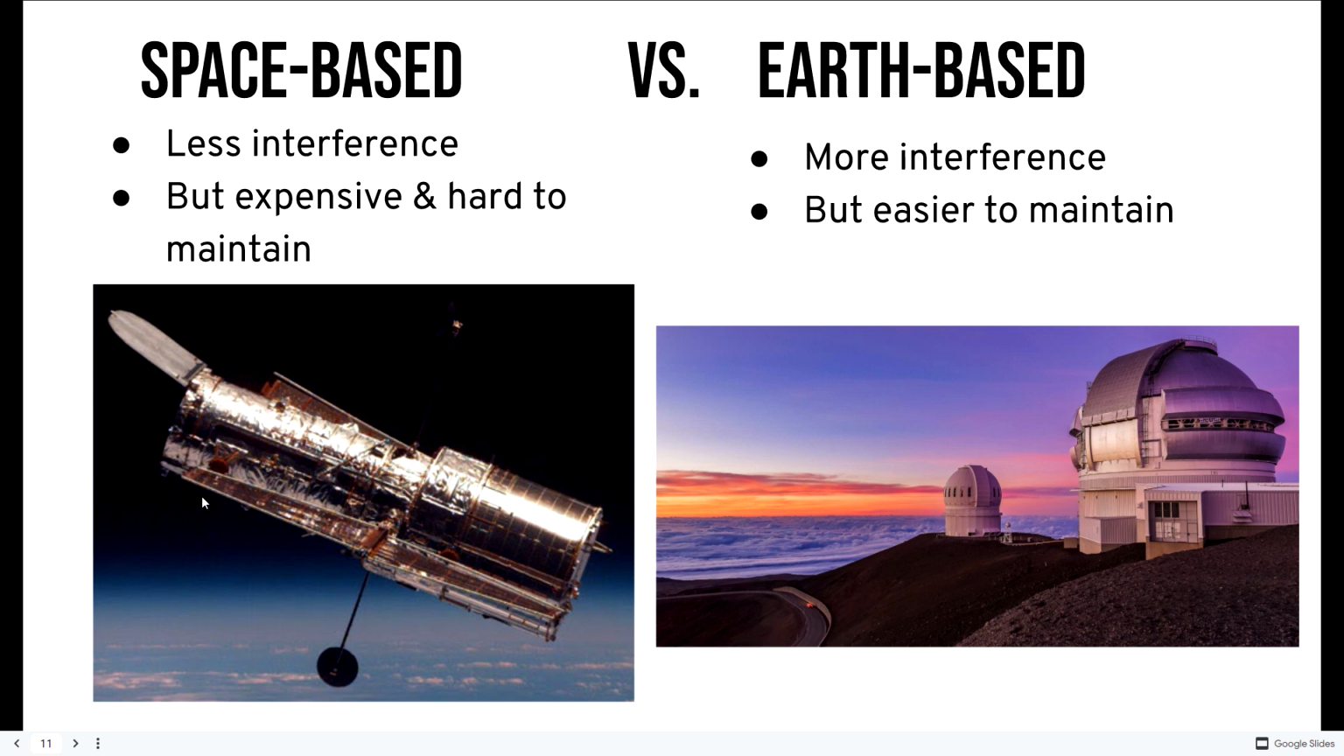So Hubble Telescope is out in space. It is able to collect a lot of light because in space there's not any light around it really, so it can see very far distances. You get less interference from light and atmosphere, but they're super expensive to build because you have to build them to last, and they're hard to maintain.